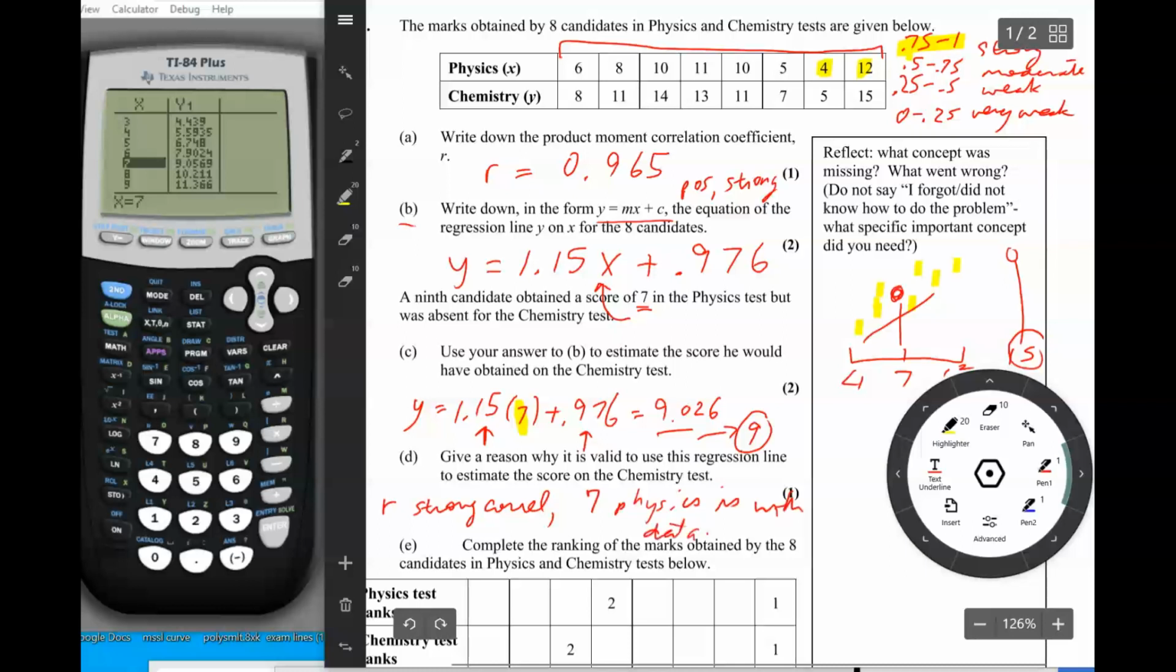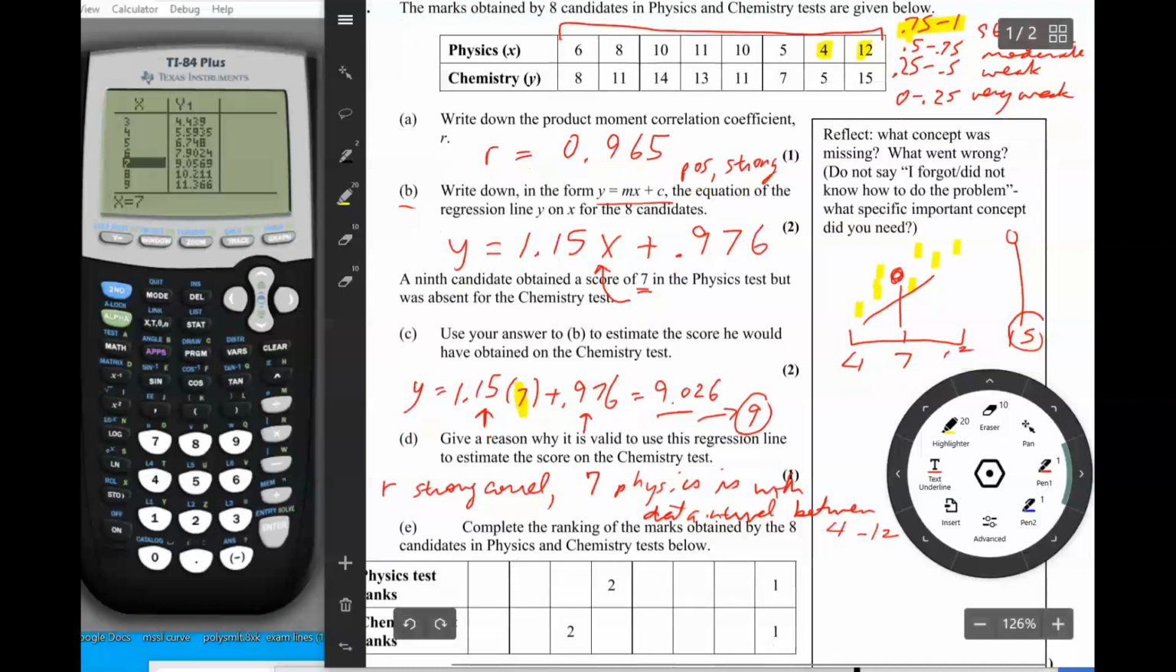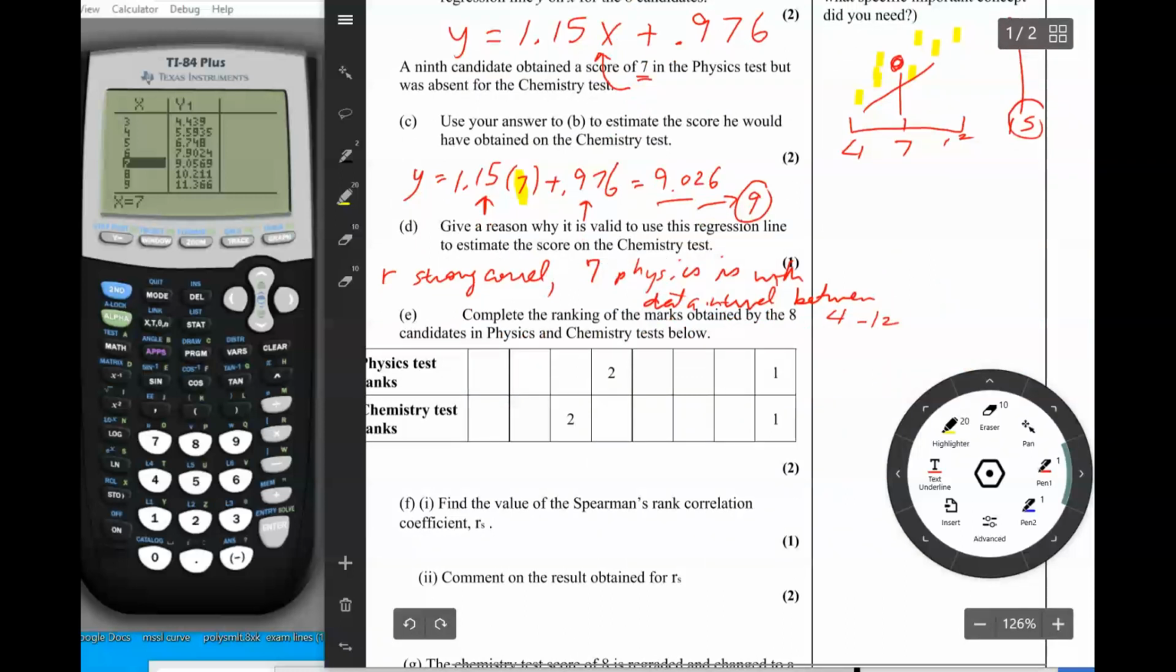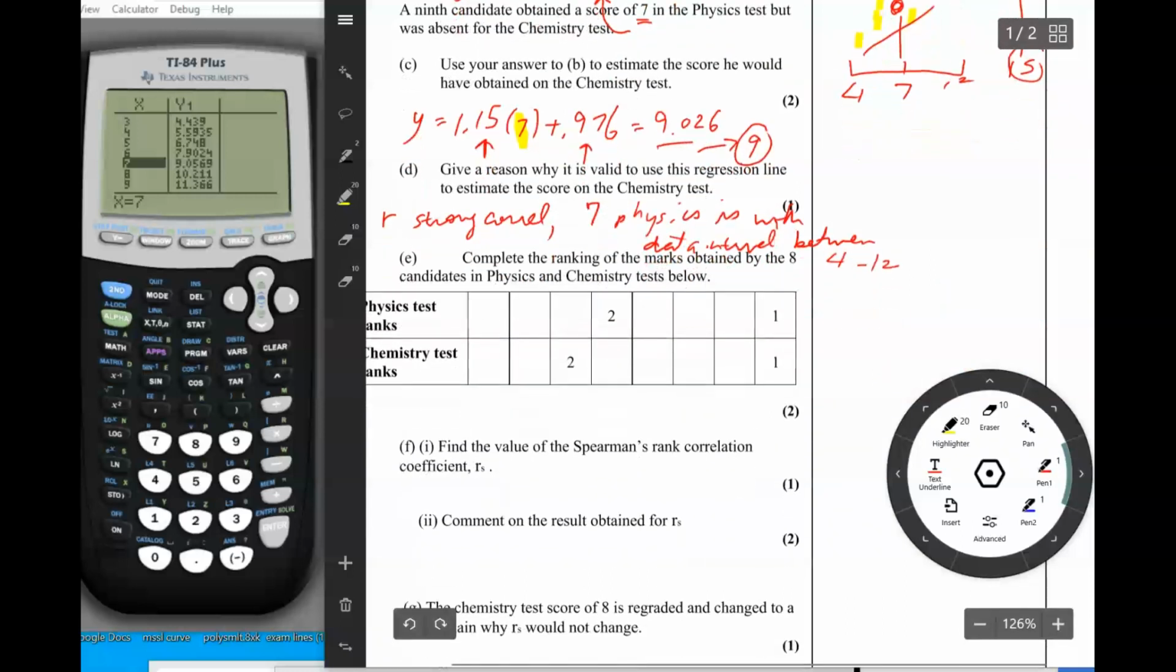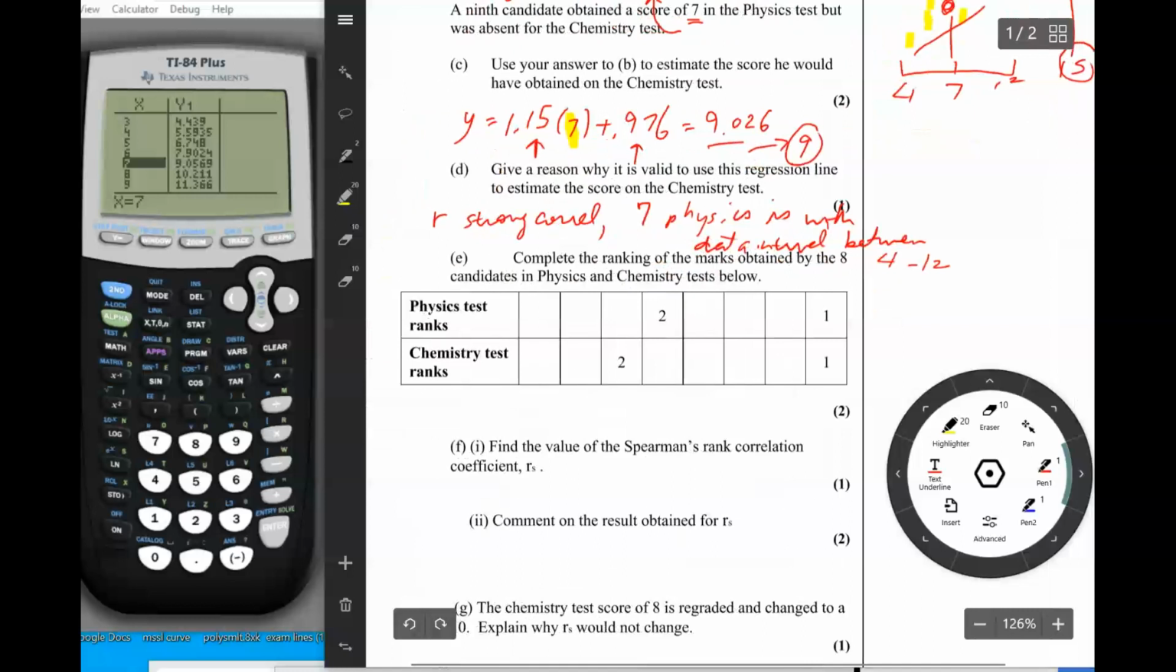the data interval, which in this particular case is between 4 and 12, right? All right. So those are the two reasons that you should give. On the other hand, if they ask you why it would be unreliable, two possible reasons would be your R value is weak, and another possible reason is that the data input value is outside of the interval of data that you have.